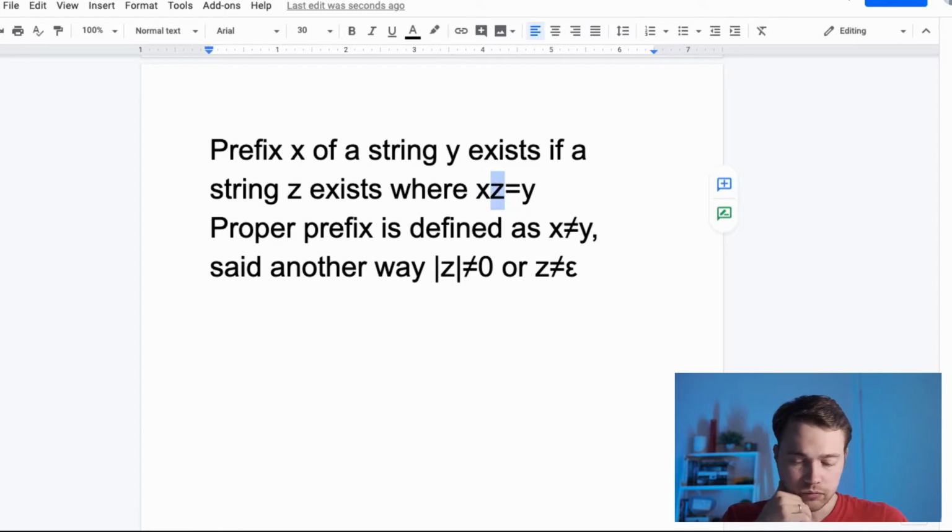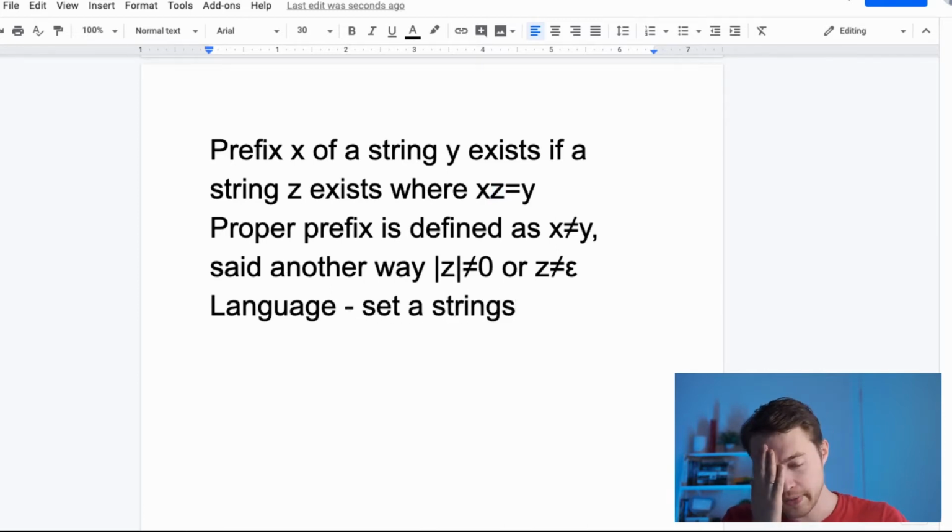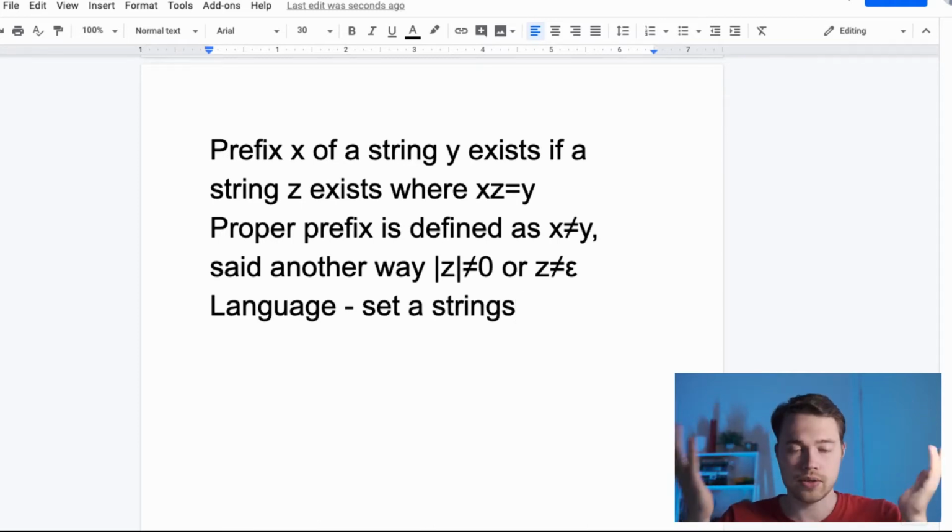Okay. Next, language. Have you guys thought about what a language is? Probably not. And now it's time to finally discover what a language is. So a language is a set of strings. Okay, so basically a set, we'll talk about that, of strings, right? So you put those strings under one hood, that's called a language. A language is a set of strings.